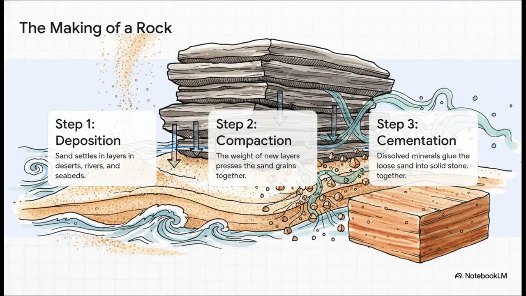So, how does that transformation from loose sand to solid rock actually happen? Well, it's a process called lithification, and it's basically a three-step recipe. First up, deposition. Sand gets carried by wind or water and just settles down in layers. Then, as more and more layers pile on top, you get compaction. The sheer weight squeezes everything together tighter and tighter. And finally, the magic touch. Cementation. Mineral-rich water seeps through and acts like a natural glue, locking every single grain into place.